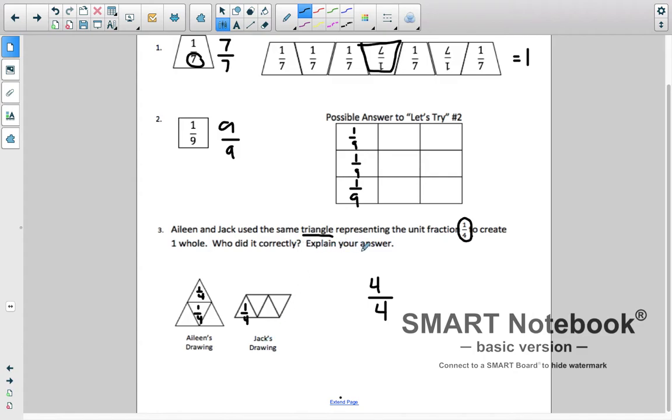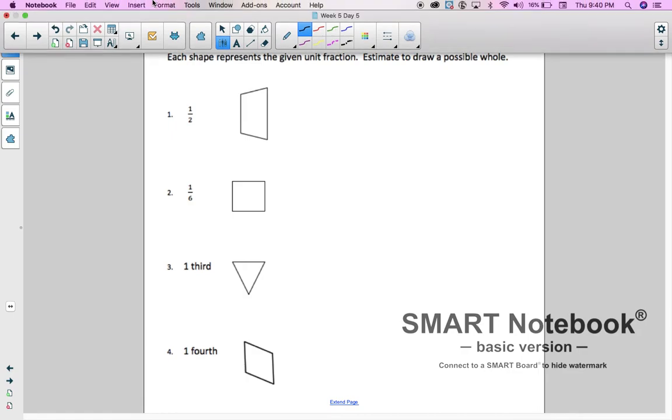So you can explain your answer and write a sentence that Eileen and Jack both did it correctly and explain how they did it correctly. Explain that they used 4 triangles, that each one equals 1/4, and they will end up equaling 1 whole, which is also 4/4. All right, let's move on.